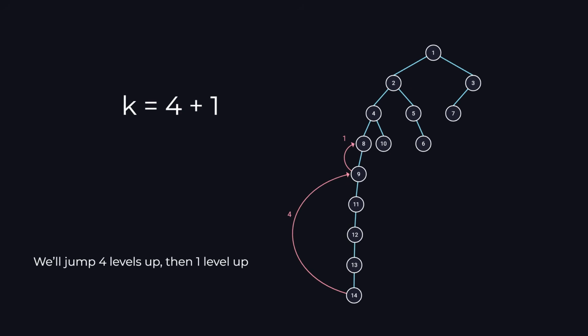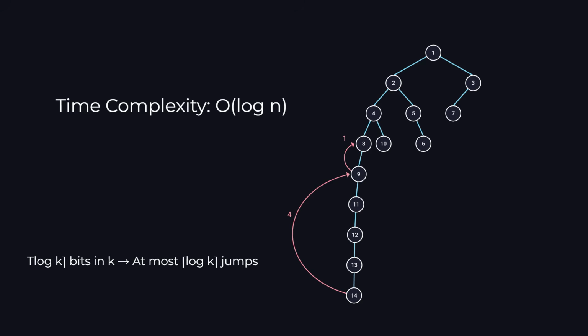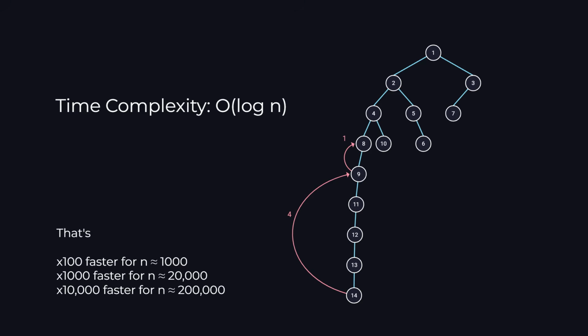And this can be done for any jump of size k by just writing it in binary, and since there are only log k bits in k, we'll make at most that many jumps, giving us an algorithm that has a time complexity big O of log n to answer each query. And this is exponentially faster than the linear approach, and this method is called binary lifting.